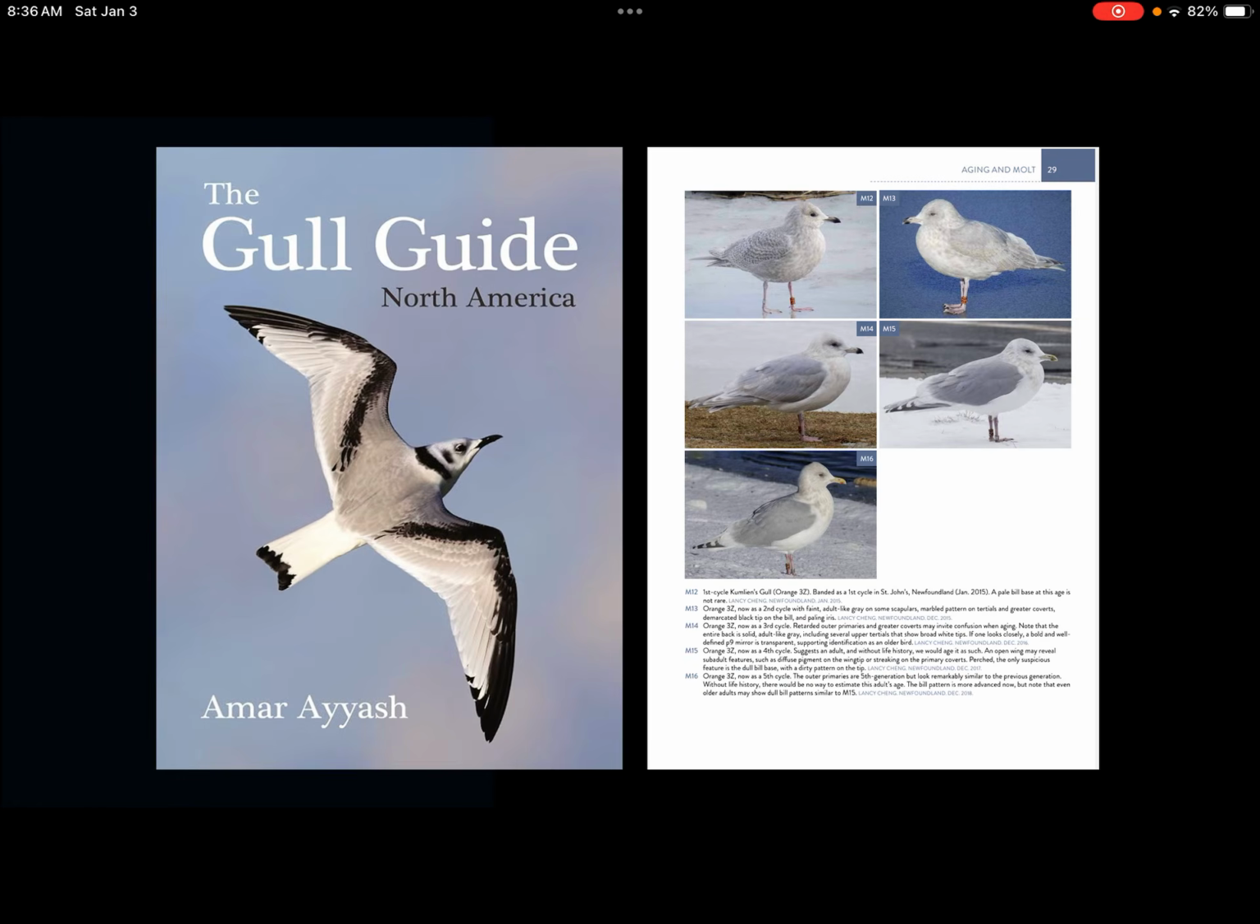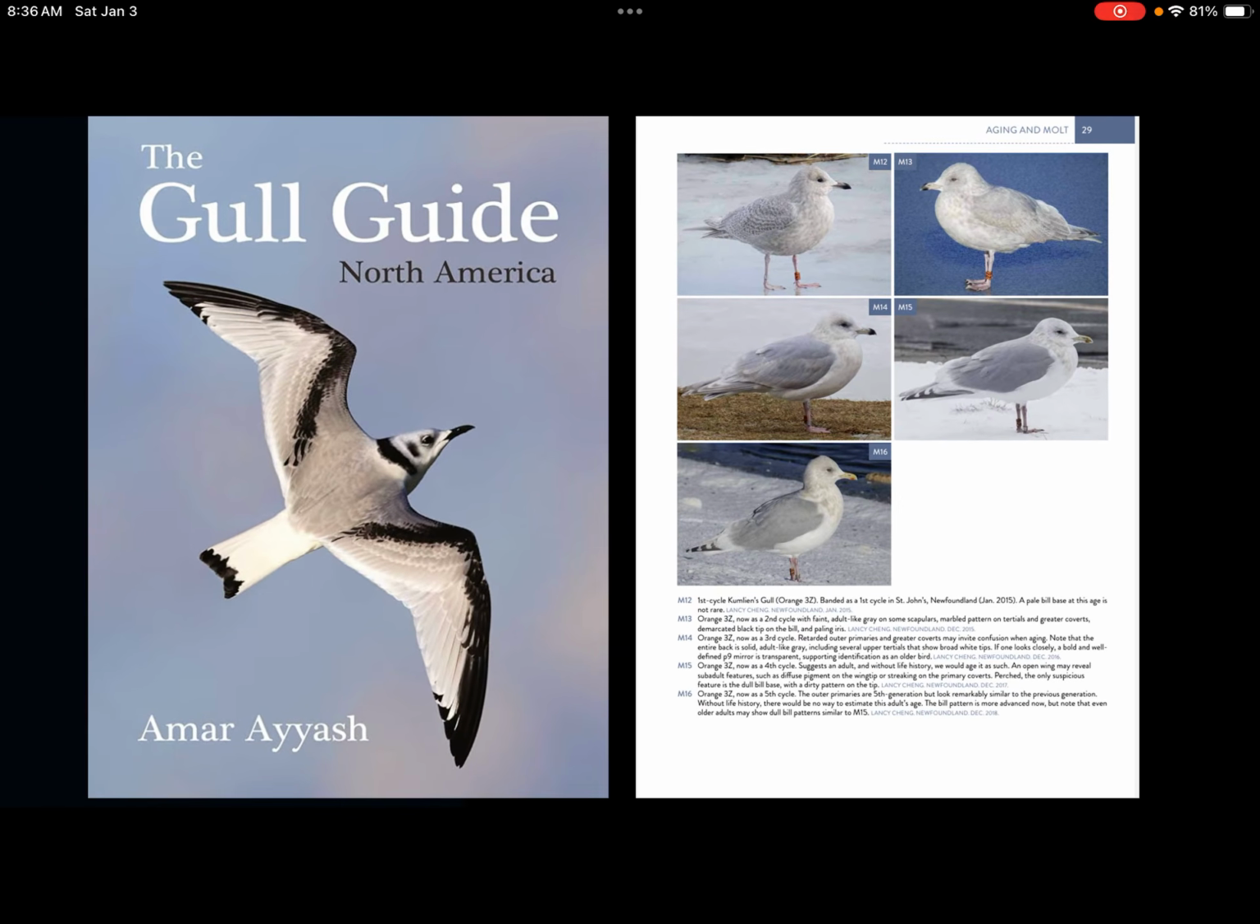All right, so if this interests you, this topic of comparing actual known age third cycles to fourth cycles, or comparing known age fourth cycles to fifth cycles, so on and so forth, I have a dedicated page to this, a wonderful example of Iceland gull on page 29. This is an example where over the course of 5 years or so, Lancey Chang in St. John's, Newfoundland, compiled and recorded this individual. He's actually recorded a number of Iceland gulls with bands.